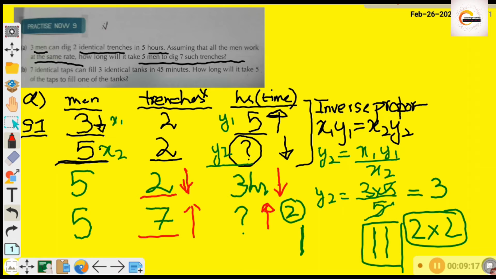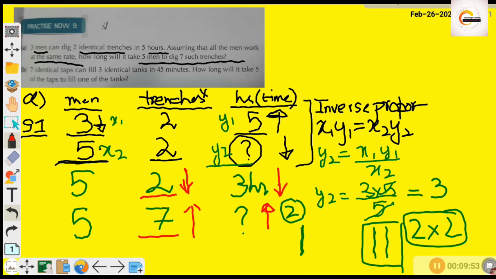So in this part of our solution, we can see that the 2 variables that we are considering are increasing simultaneously. That means if one variable is increasing, the other variable is increasing. If the number of trenches is increasing, the time is increasing. If the number of trenches is decreasing, the time is decreasing. So, what kind of relationship is this?